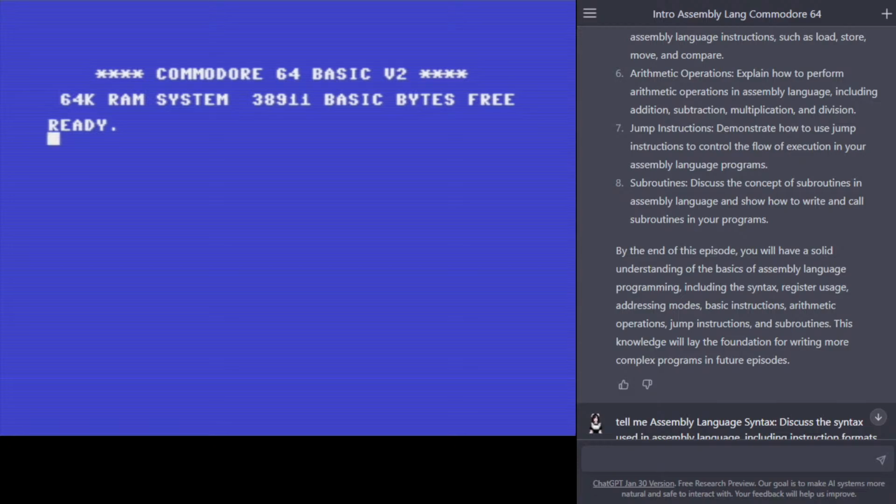By the end of this episode, you will have a solid understanding of the basics of assembly language programming, including the syntax, register usage, addressing modes, basic instructions, arithmetic operations, jump instructions, and subroutines. This knowledge will lay the foundation for writing more complex programs in future episodes.